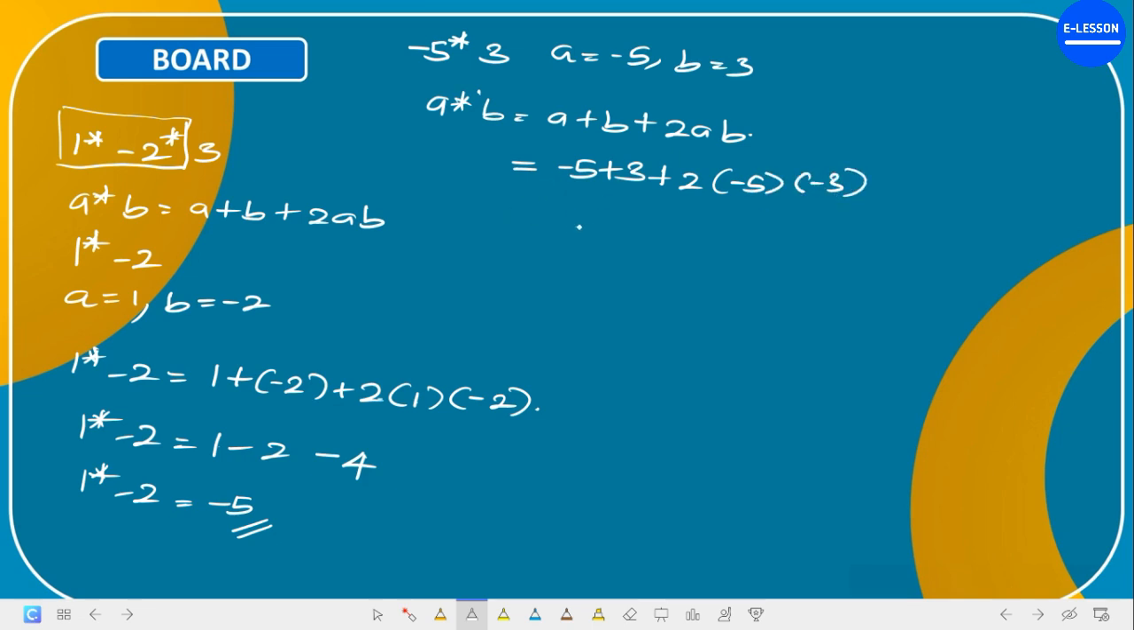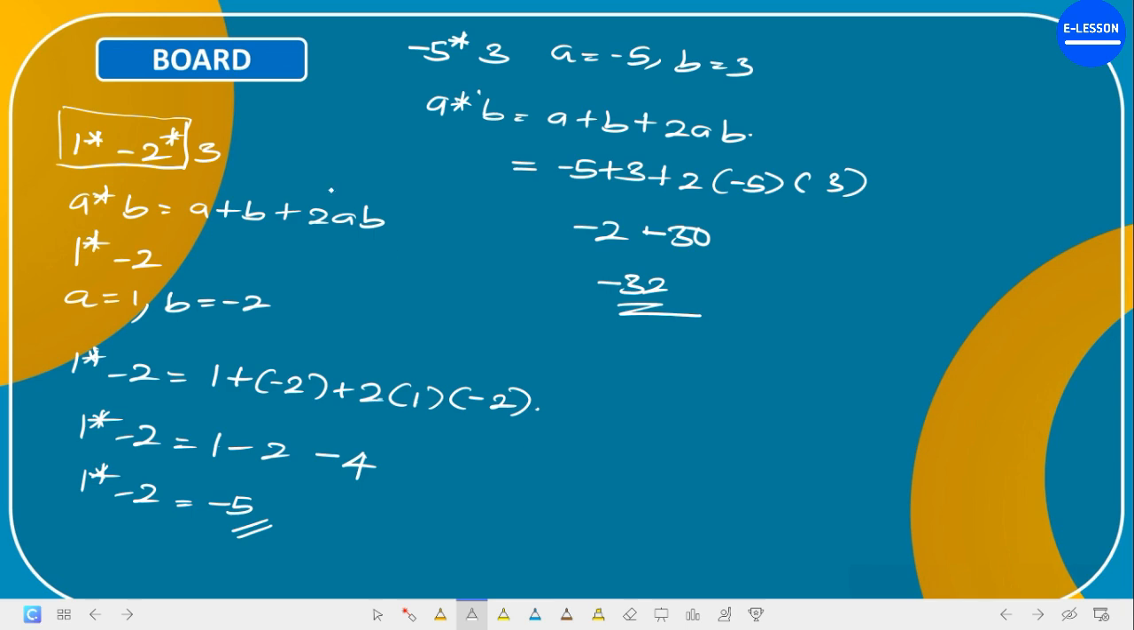Minus 5 plus 3 is what? Minus 2. Then 2 times minus 5 is what? 2 times minus 5 is minus 10. Minus 10 times 3 is minus 30. And this gives us minus 2 minus 30 is minus 32. Minus 32. So that is how to go about a question like this.